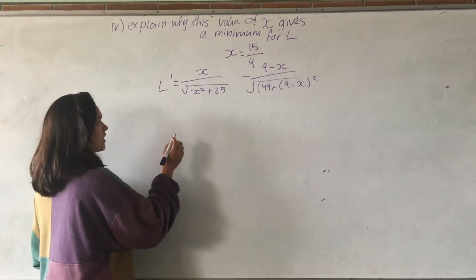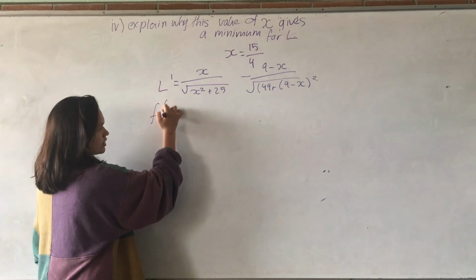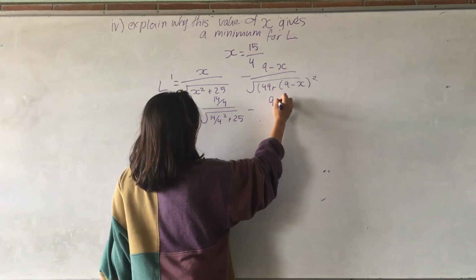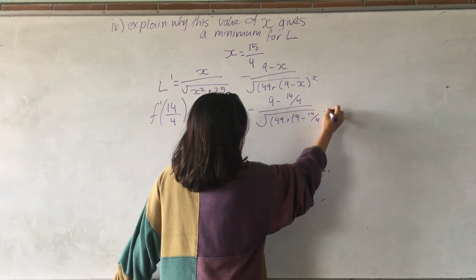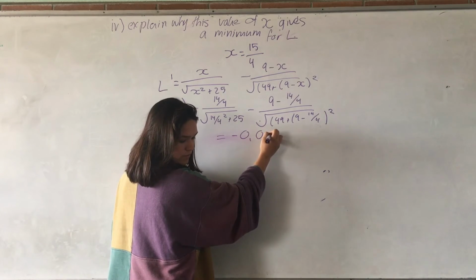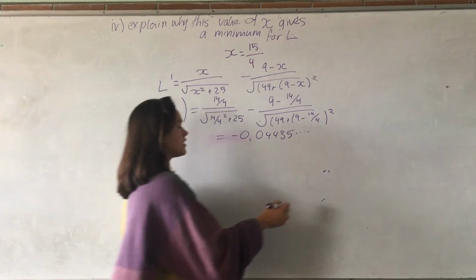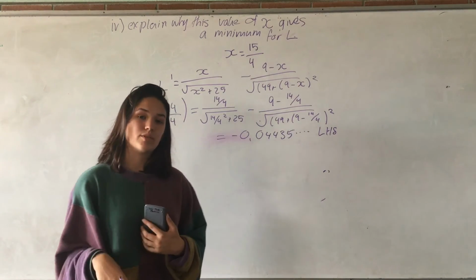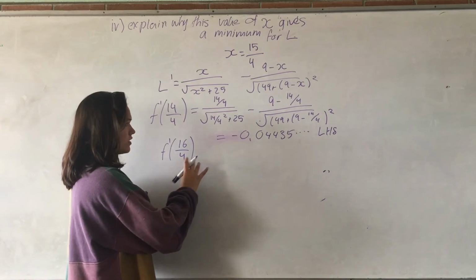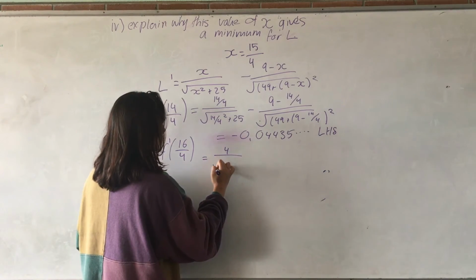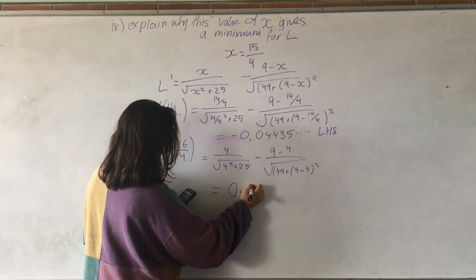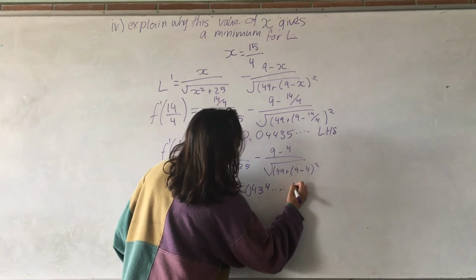For my left-hand side of 15 over 4, I'm going to use 14 over 4. Chuck it into your calculator. Negative 0.04435 for the left-hand side. Now I'm going to substitute in a value on the right-hand side. I'm doing 16 over 4, and we all know that 16 over 4 is just 4 for my x value. 0.04, and that's for the right-hand side.